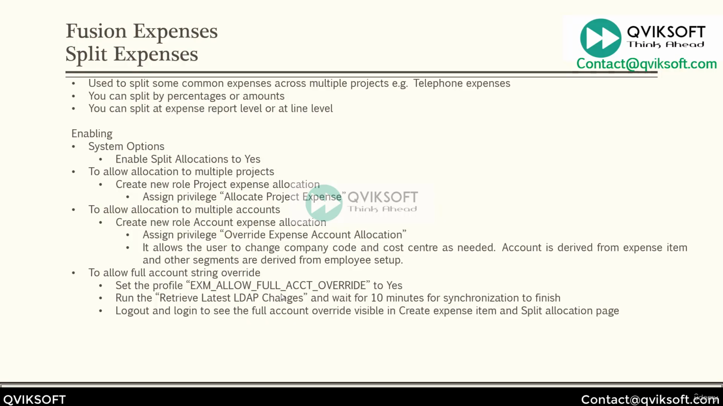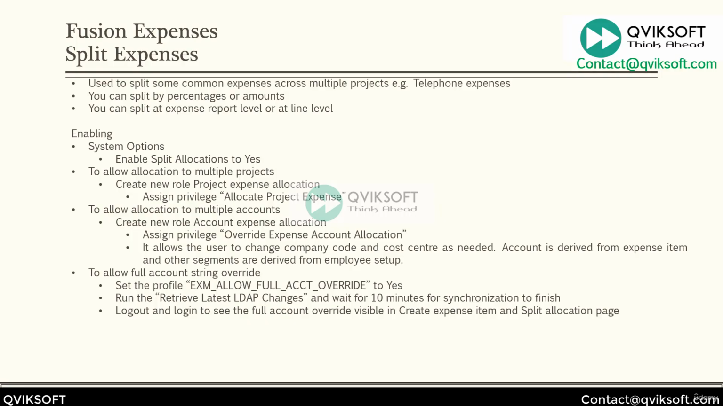Yeah, just want to explain it first, and then you run the retrieve latest LDAP changes, because after you make this change, if you try to see in your user, you will not see any change unless you run this particular program. And then after that, wait for 10 minutes for synchronization to finish. Once this is done, log out and log in to see full account override visible in the create expense item screen and also in the split allocation page. So these are a few options which you can use to have the split account functionality. Now I'm going to show you all this in action one by one.